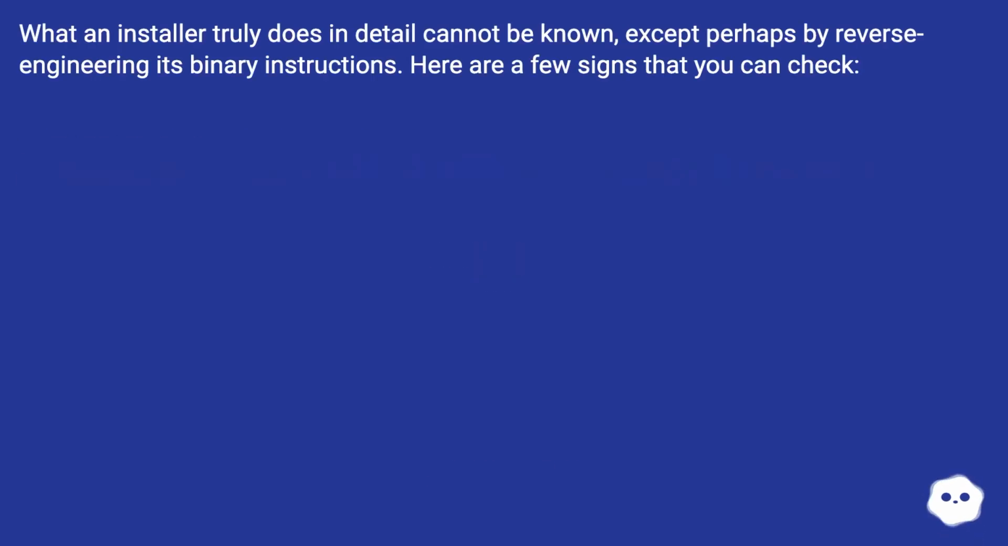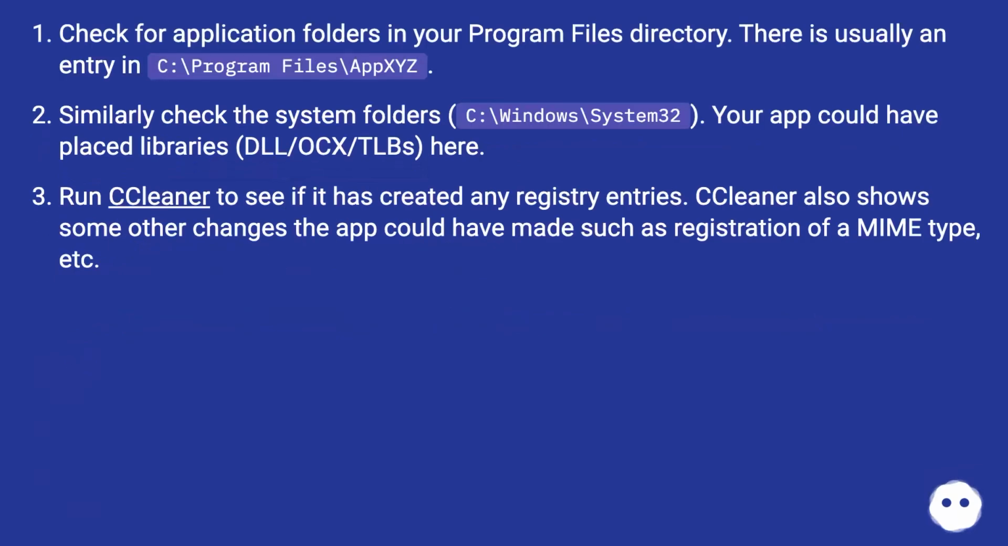What an installer truly does in detail cannot be known, except perhaps by reverse engineering its binary instructions. Here are a few signs that you can check. Check for application folders in your program files directory. There is usually an entry in C:\program files\apps. Similarly, check the system folders, C:\windows\system32. Your app could have placed libraries, DLLs, OCXs, TLBs here.